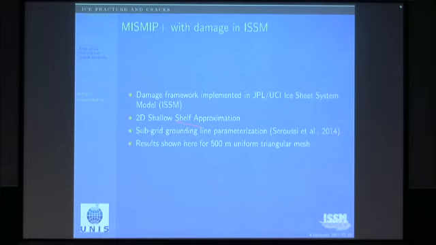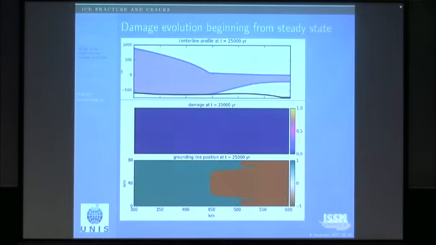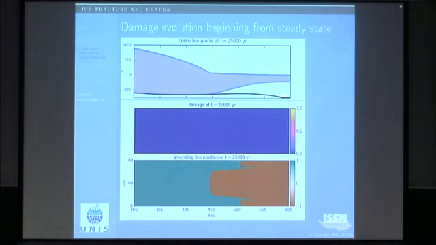I've got a subgrid parameterization for allowing the grounding line to migrate. And here I'm going to show results for a nominal 500 meter mesh resolution. So in cross section, here's the ice sheet we spin up to a steady state. It's a little hard to see, but it is initially stabilized on reverse sloping bedrock. And that's because of this central trough.